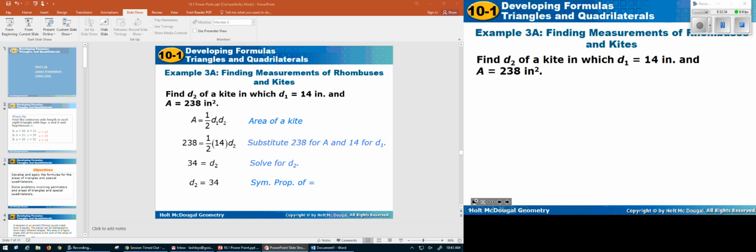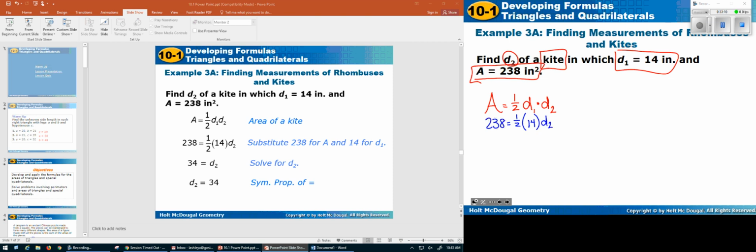This one's not too bad. We start with our formula. It's a kite. They give us the area and diagonal 1, and they want us to find diagonal 2. So what formula do I start with? Area equals 1/2 d1 times d2. Plug in what you know. A is 238, equals 1/2 of d1, which is 14, and we're looking for d2.